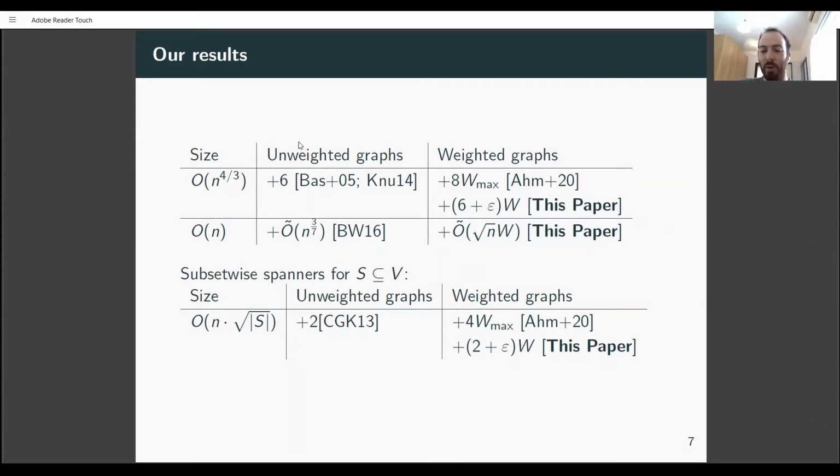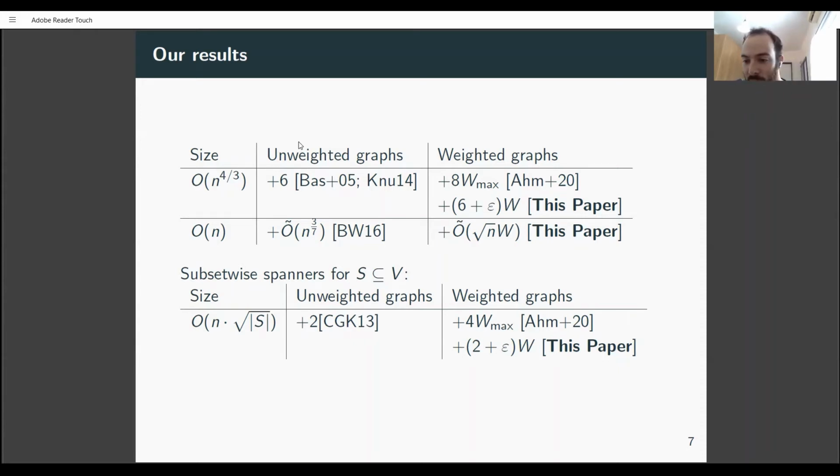First, we give a construction for a spanner of size n to the power of 4/3 with beta equals to (6 plus epsilon) W, where epsilon is an arbitrary small constant. You can think of it as 0.00001. Essentially matching the unweighted case up to an epsilon factor.